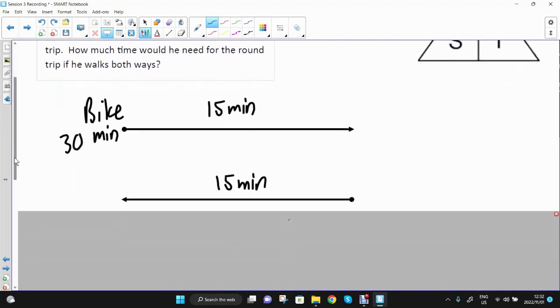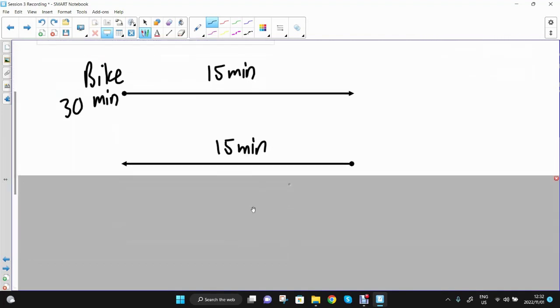So if you look at my little diagram that I've drawn for you, this is the scenario that's playing itself out. So they said that if you just go by bike and you go to school with your bike and you go back home with your bike, the whole round trip takes you 30 minutes, which means if you take your bike, it's going to take you 15 minutes from home to school. So I just split that time in half.